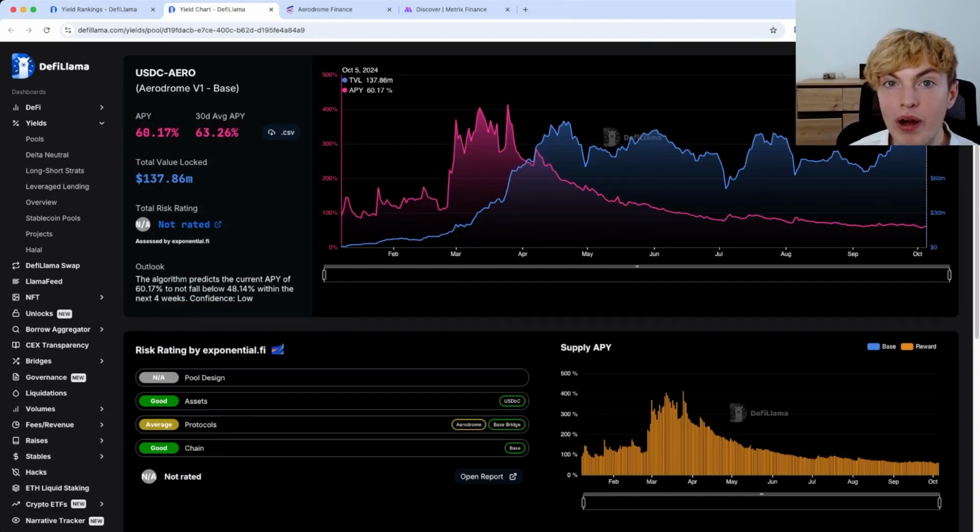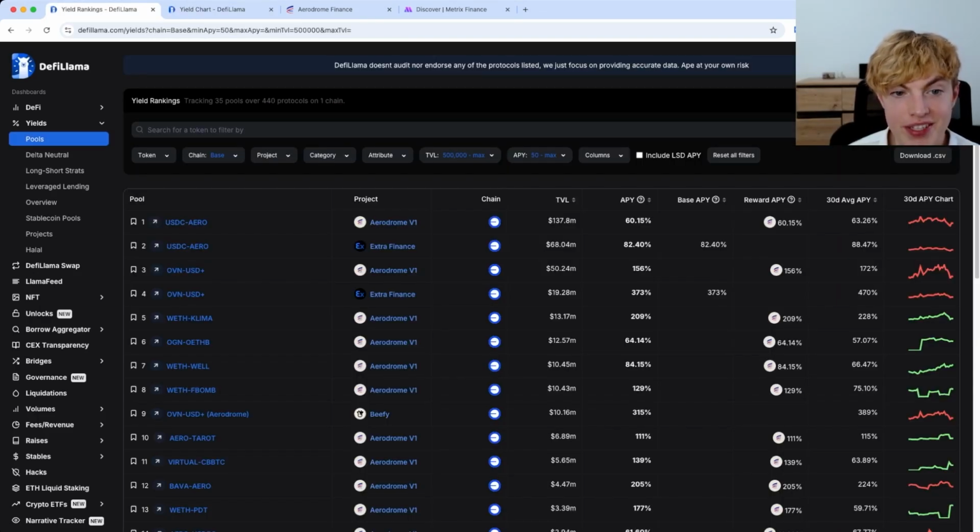I personally don't want to provide liquidity for it because I feel like a lot of people sell their Arrow token incentives for cash or for USDC or for other assets, right? So it wouldn't really make sense for me to contradict my analysis and hop in this pool. But I do like OVN and USD Plus over here.